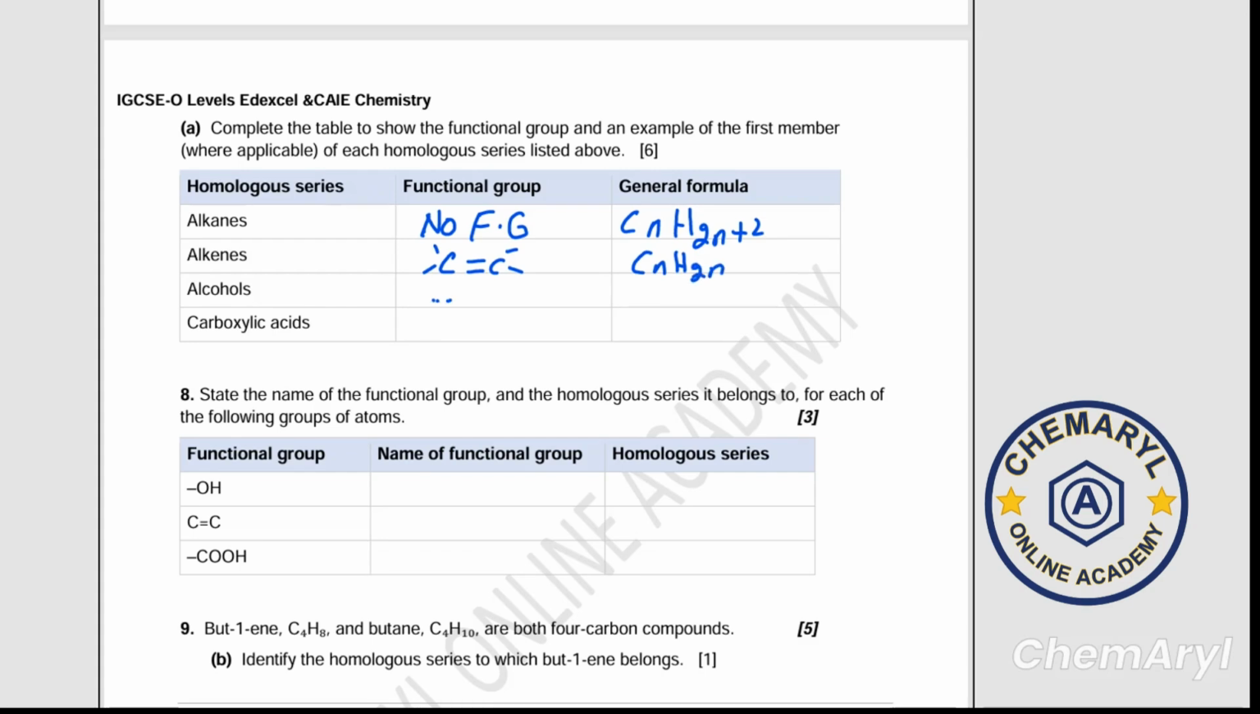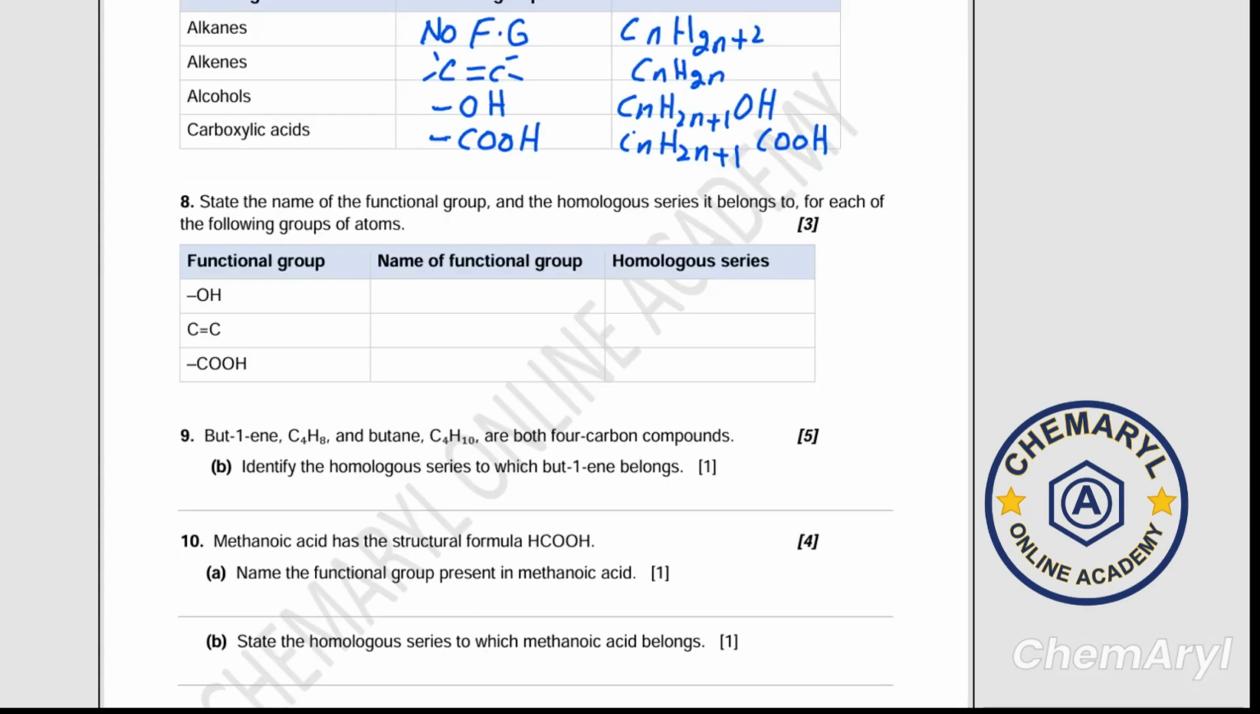Alcohol: functional group OH, general formula CnH2n+1OH. Carboxylic acid: functional group COOH, and the general formula CnH2n+1COOH. Got it, dear student?